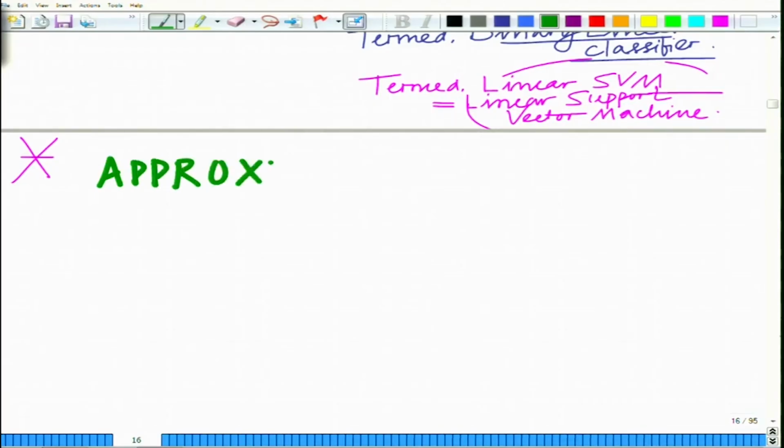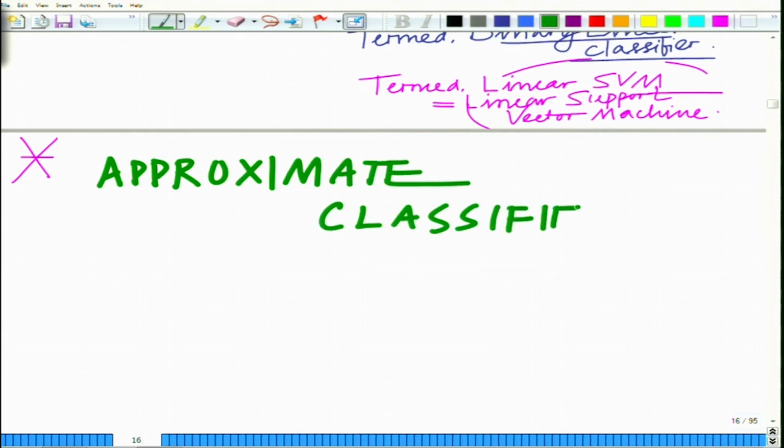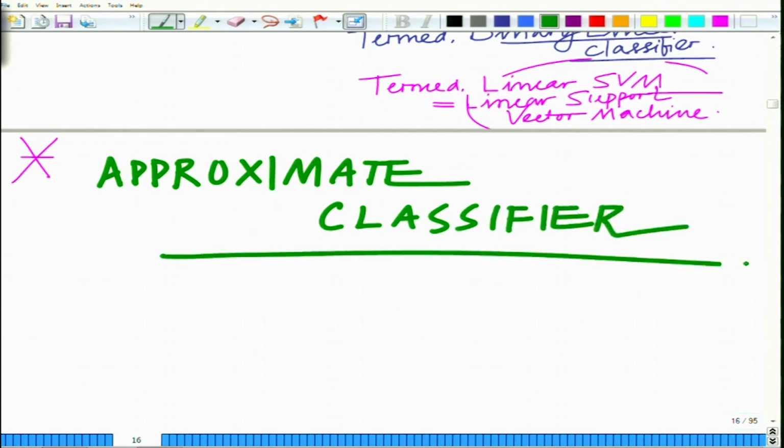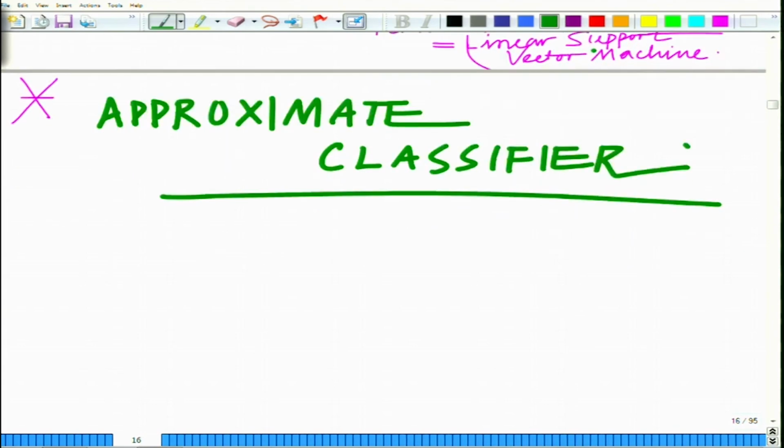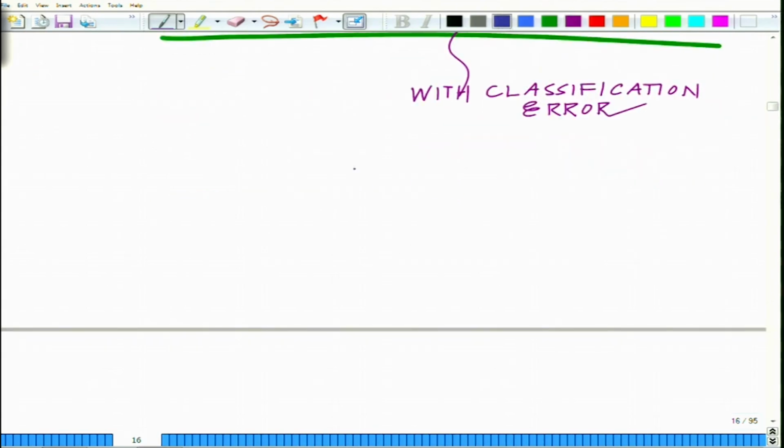We have looked at so called hard or exact classification. So, let us now also look at building an approximate classifier, in the sense that there is some possibility for classification error. So, this allows for some classification error, and the reason for that is as follows.